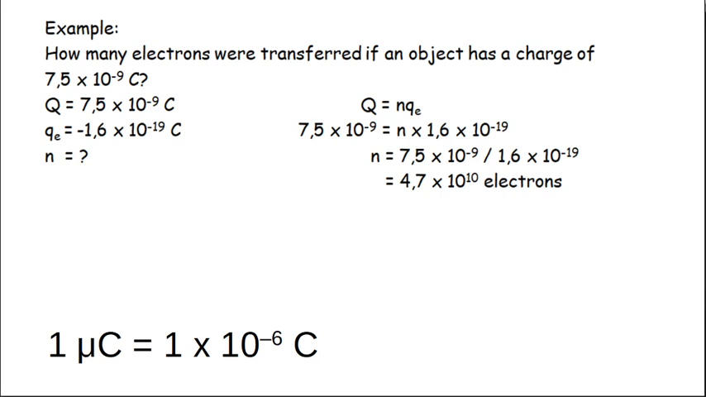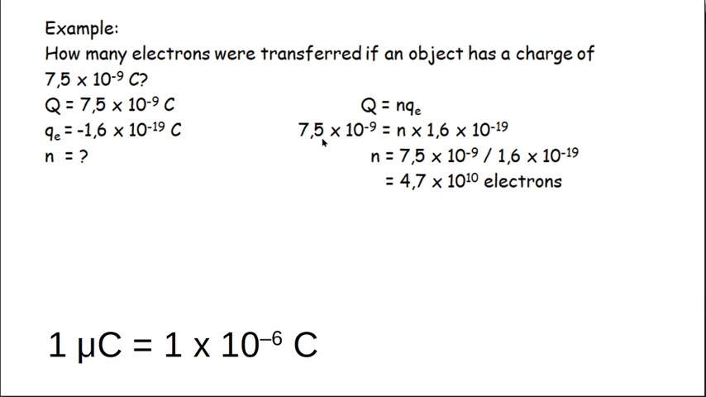Okay, so how do we use this knowledge? It says to you, for example, how many electrons were transferred if an object has a charge of 7.15 times 10 to the negative 9 coulombs? So here, this value in coulombs is Q, our charge. We know the charge on an electron because we got it off the data sheet. We got this formula off the data sheet. And this is how we find N.